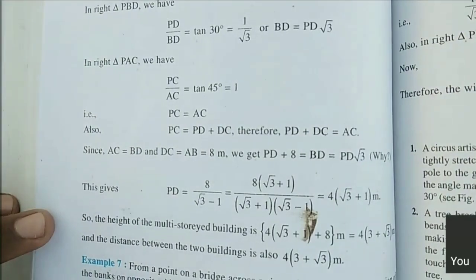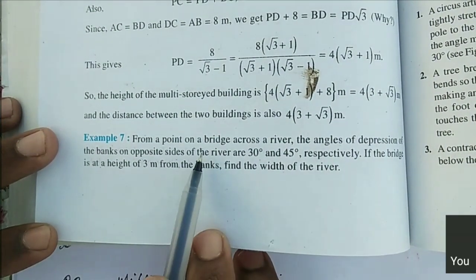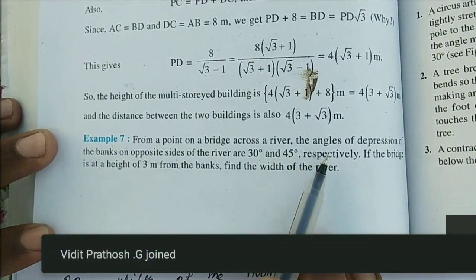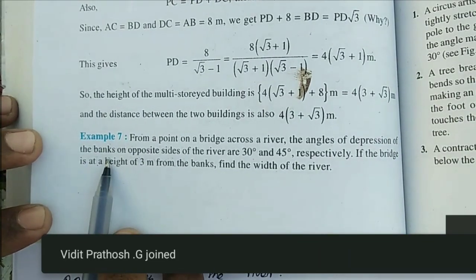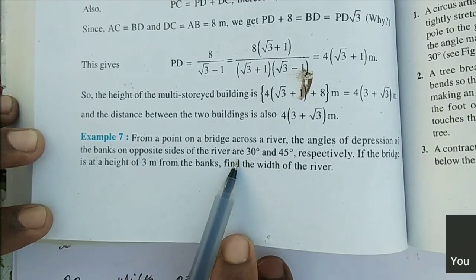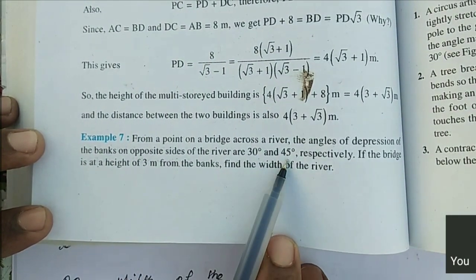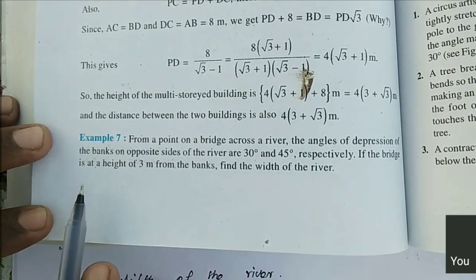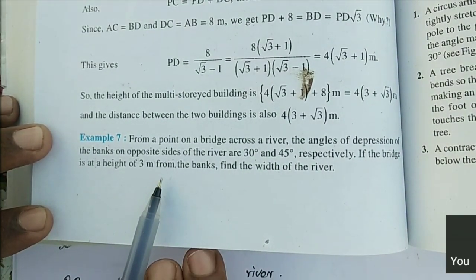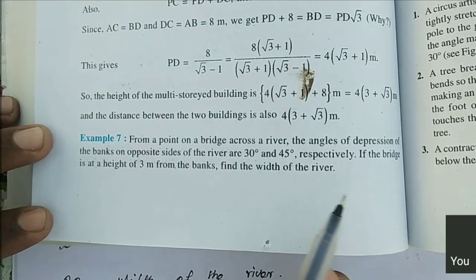Example number 7, page number 202. From a point on the bridge across the river, the angle of depression of the banks on opposite sides of the river are 30 degree and 45 degree respectively. If the bridge is at a height of 3 meters from the banks, find the width of the river.